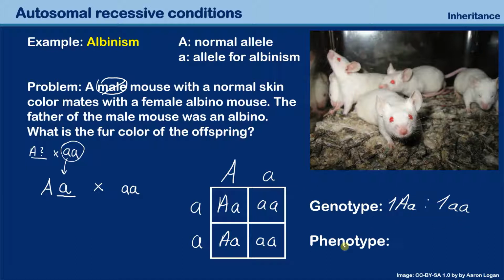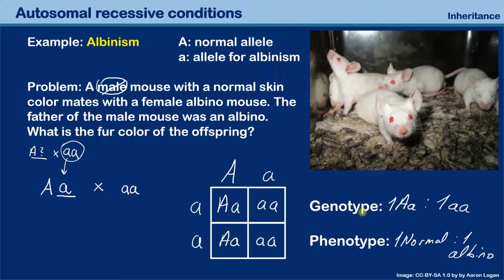Homozygous recessive, heterozygous. The phenotype is this mouse here has a normal fur color. This one has a normal fur color. Albino, albino, 2 normal to 2 albinos. We simplify the ratios. It is a 1 normal fur color to 1 albino. Okay, so that is basically the first cross over here.